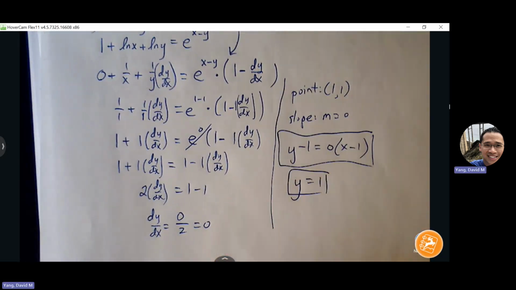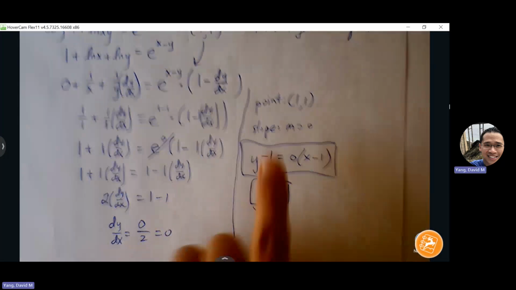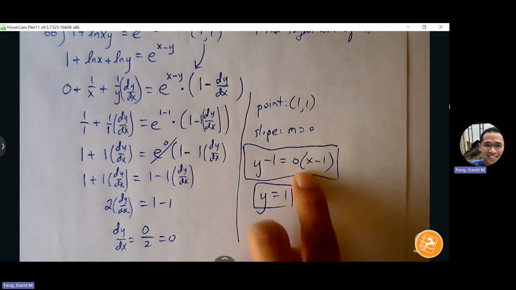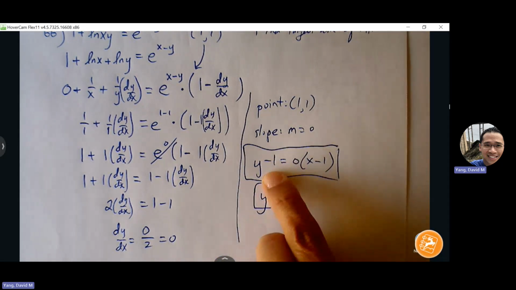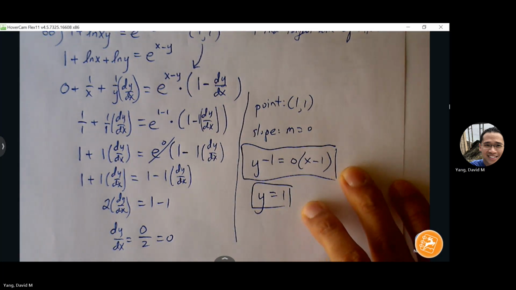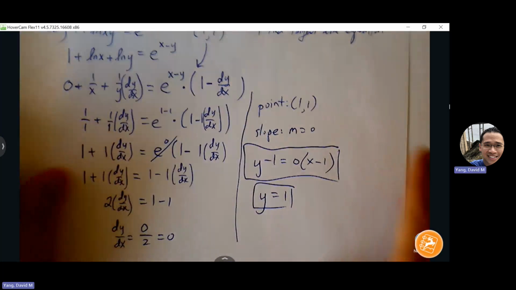So the answer is y equals 1? Right, well, it's asking for tangent line equations. So once we get our slope, we just take our slope and our point and put them in point slope form. So this is the answer, but because 0 wipes out this whole right side, I can clean it up even further and say y equals 1, but you can leave it in either form. Okay. All right.